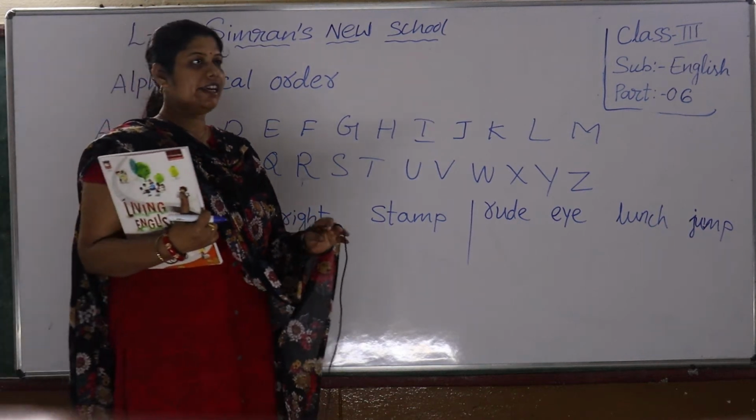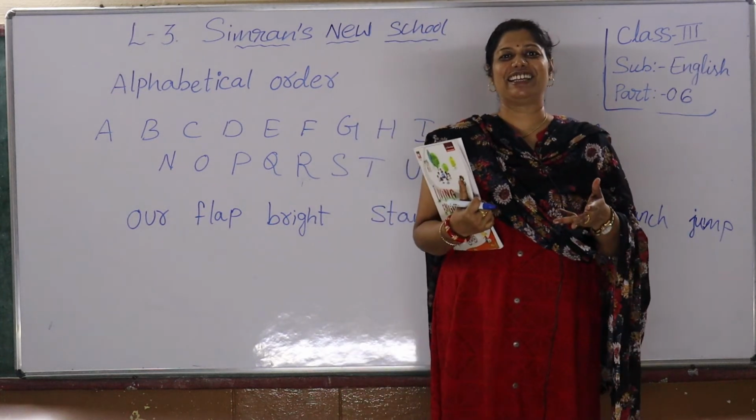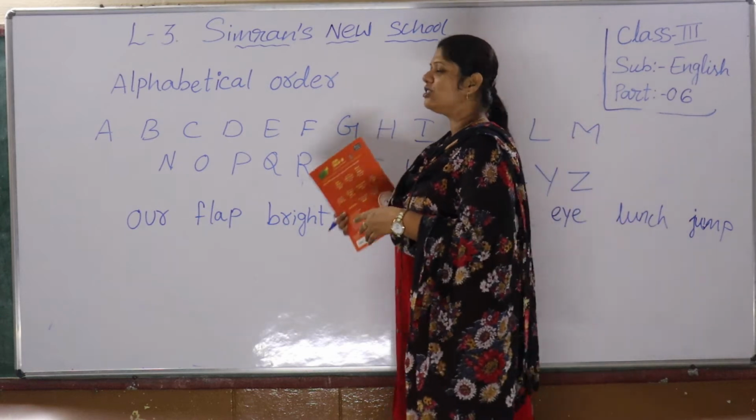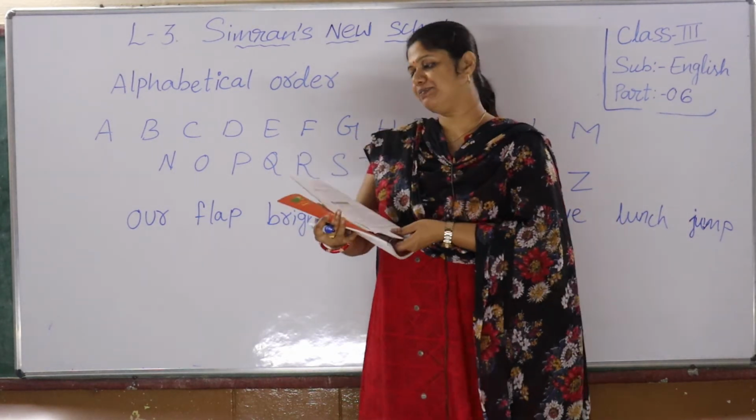Okay children, see here. You can see A, B, C, D. Am I going to teach you A, B, C, D? Yes, why not? Let's start it once again. So children, page number 12, look it up, see here.